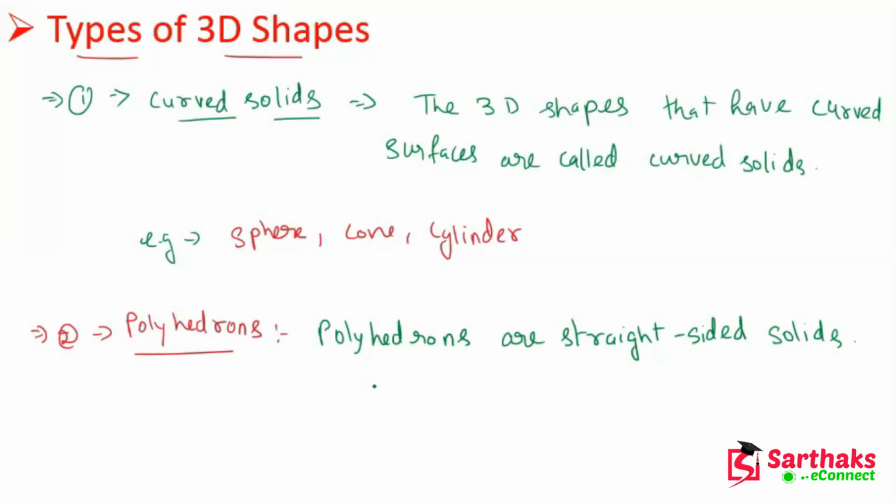Like polygons in two-dimensional shapes, polyhedrons are classified into regular and irregular polyhedrons. The most common examples of polyhedrons are cube, cuboid, pyramid, etc. I hope, my dear friend, you understand these things. So now let's move on.